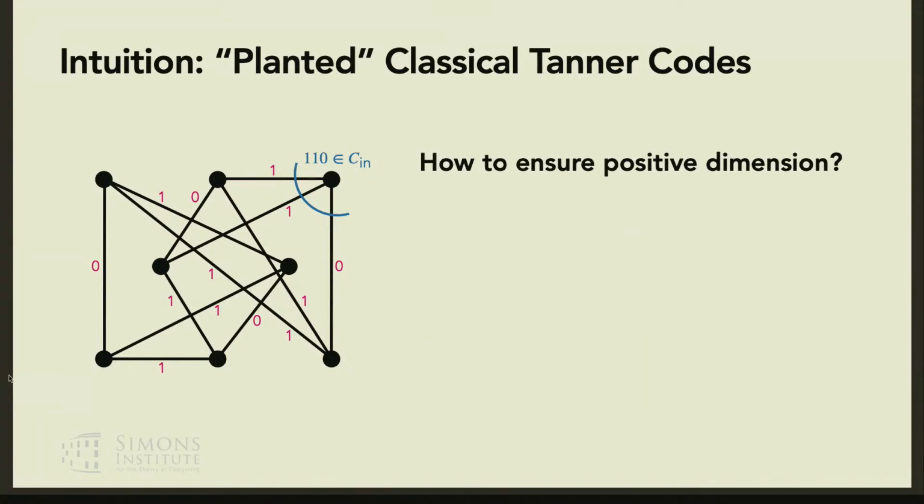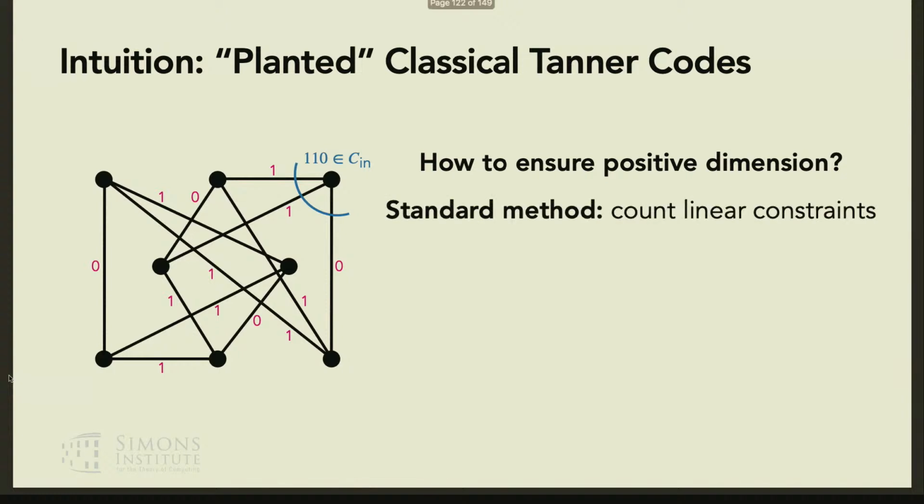So how do we ensure positive dimension for these classical Tanner codes? Ordinarily, we count linear constraints. We have some number of variables corresponding to the code bits, and some number of constraints corresponding to these inner codes at the vertices. If the difference is positive, we have more variables than constraints, so we have non-trivial code words.